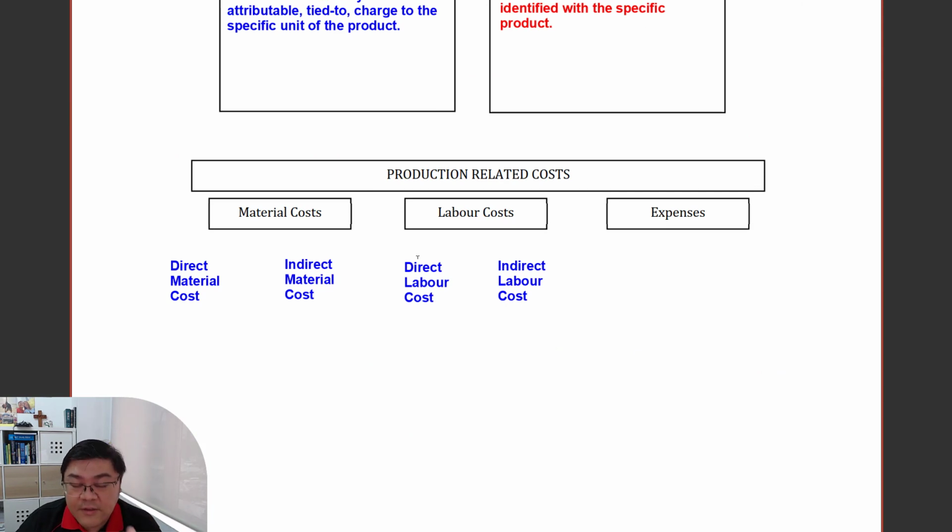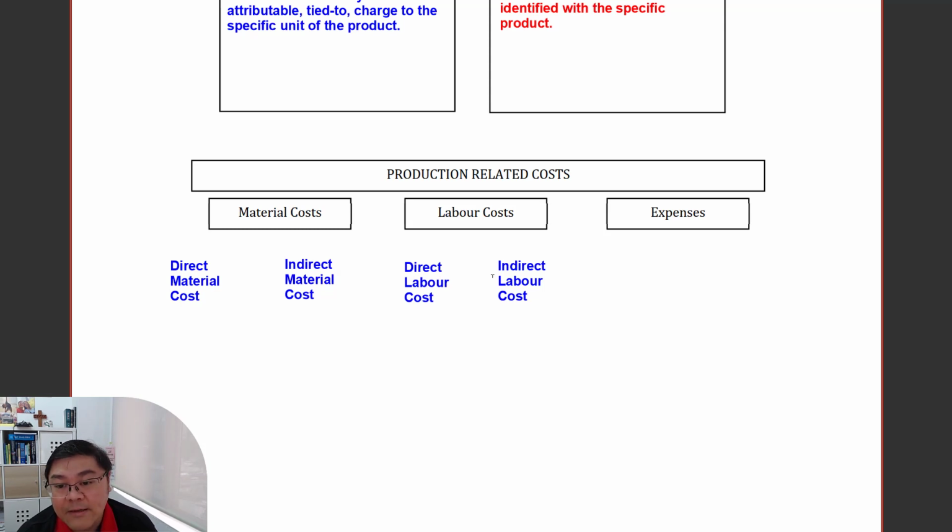The costs involved in making the chair directly are called direct labor, and obviously the wages or salaries that I'm paying to the supervisor are indirect labor costs. Now you see the difference. So this is how we classify material and labor costs according to direct and indirect.